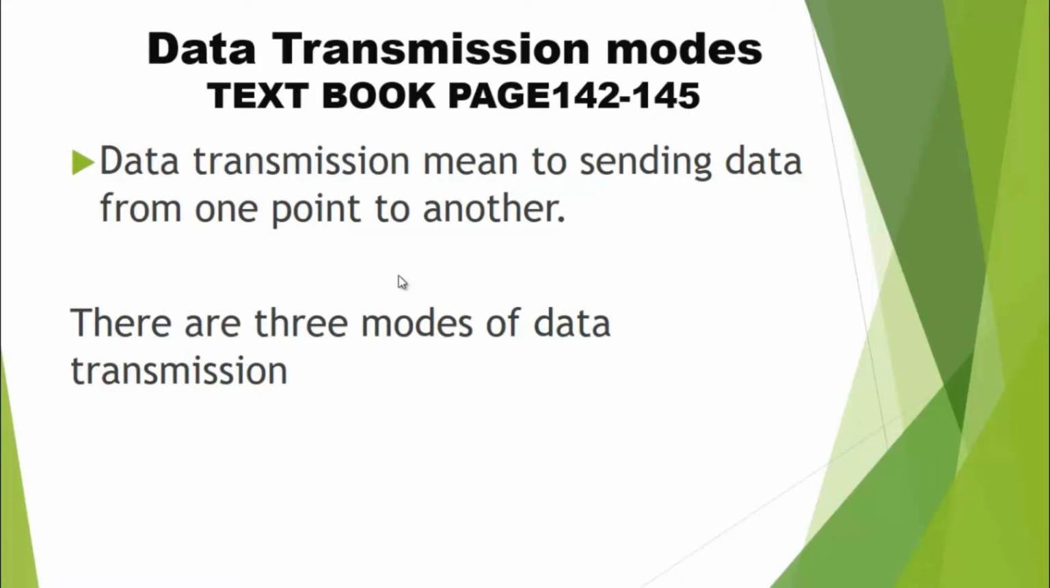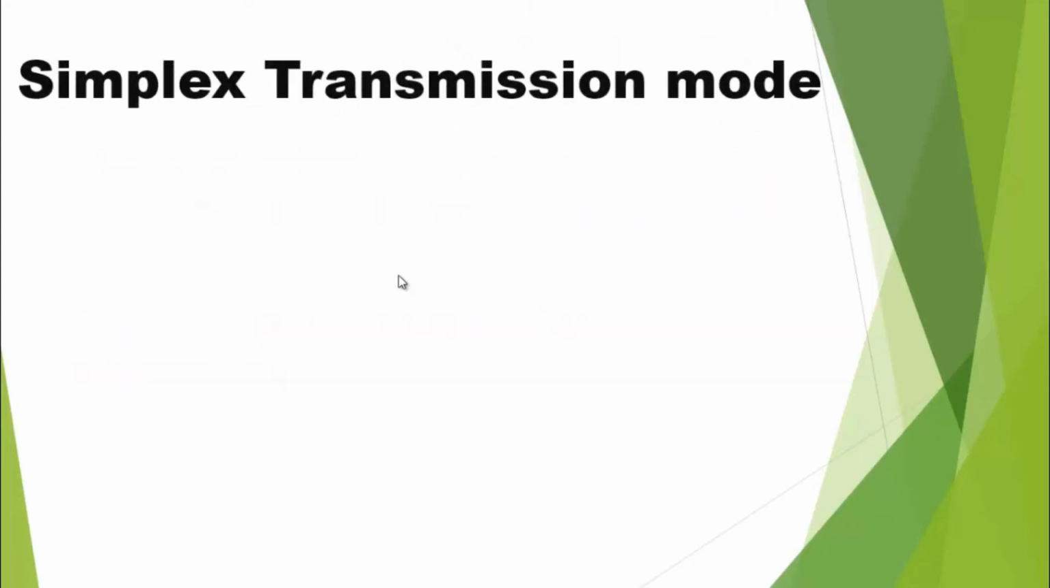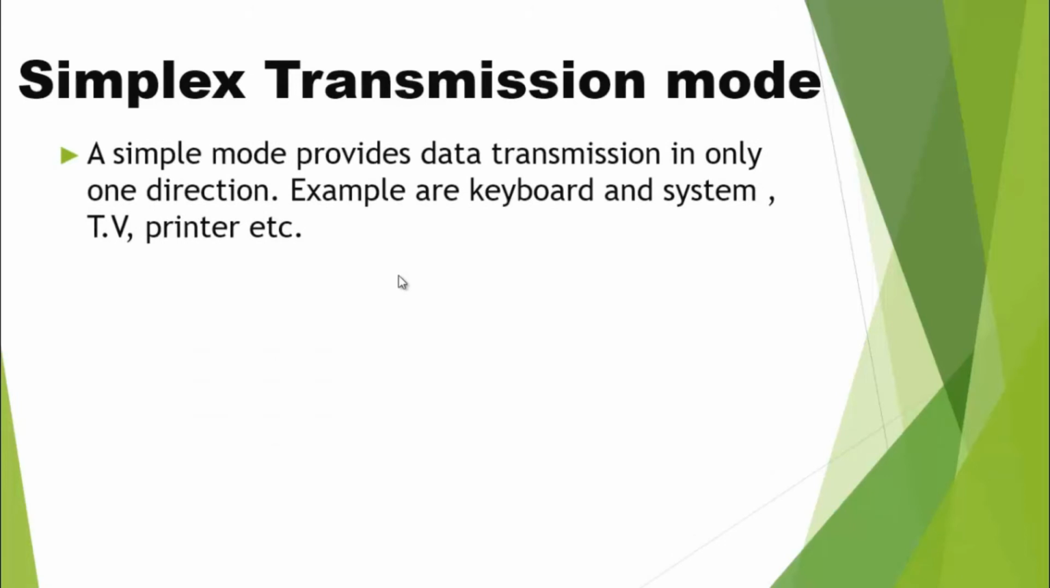Here we will discuss the three types of data transmission modes. The first type is simplex transmission mode. What is meant by simplex transmission mode? By simplex transmission mode we mean that data is transmitted in only one direction. Let's suppose I am sending data only from one direction, that is called simplex transmission mode. Let's suppose I am typing on a keyboard, so this is simplex transmission.